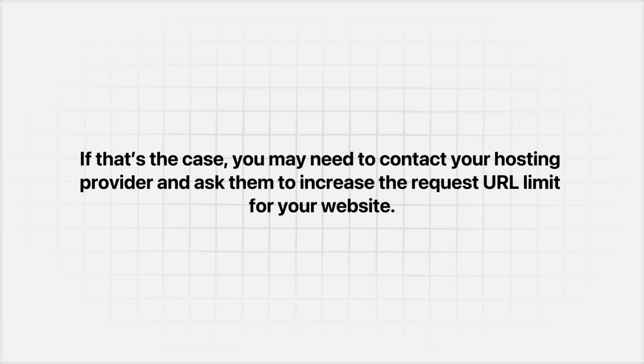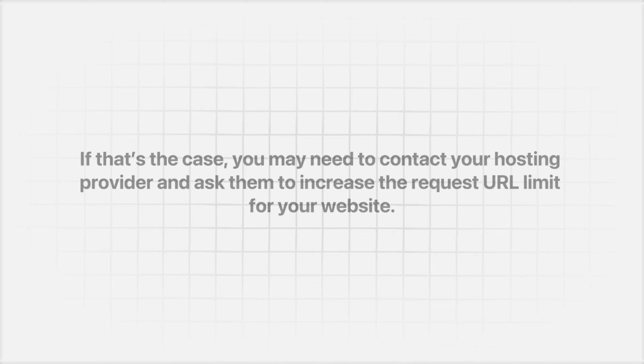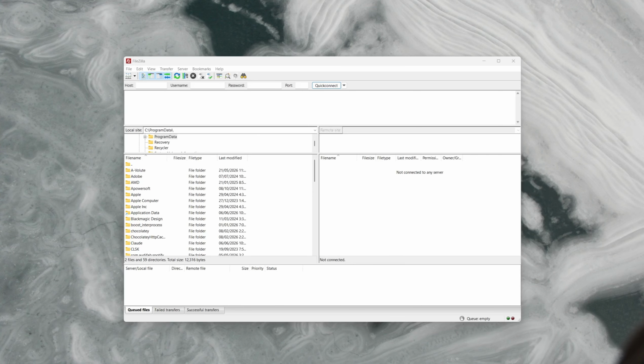If that's the case, you may need to contact your hosting provider and ask them to increase the request URL limit for your website. Now, if you do have access to the file, look for rules like limit_accept or location blocks that may be blocking certain request methods. If you find a suspicious rule, do not delete it right away. Make a backup first. After making changes, restart Nginx and test your website again.